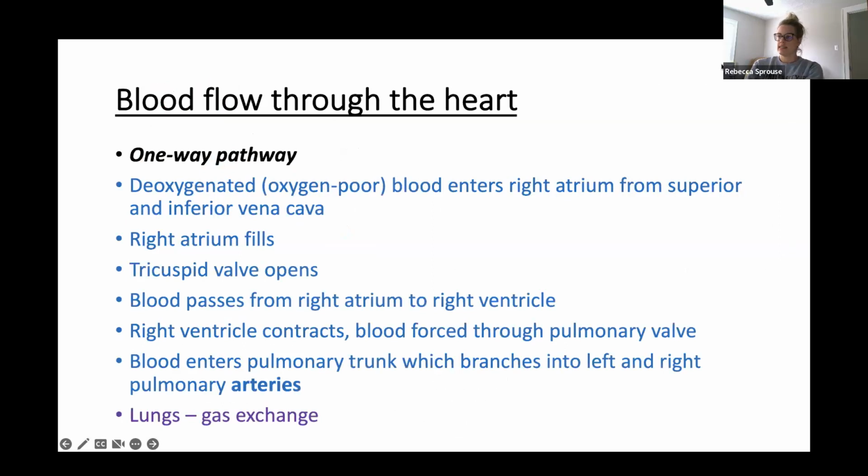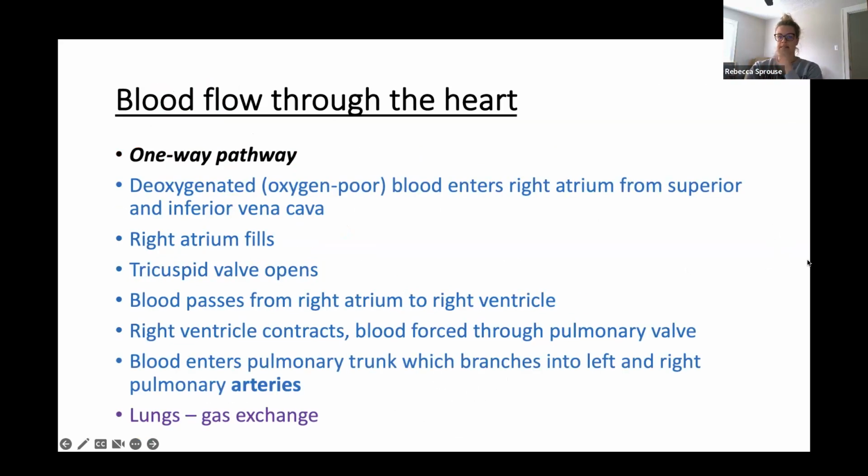All right, so that's the heart anatomy. Now we need to talk about how blood flows through the heart. And I'm going to start with the deoxygenated blood coming to the heart. And this is a one-way pathway, so we have unidirectional flow. If anything goes backwards, that is abnormal. That is a disease pathology.